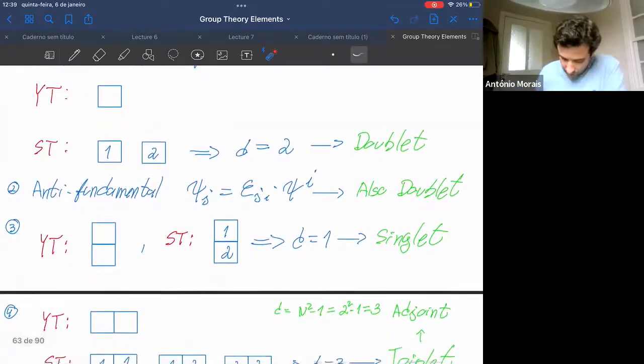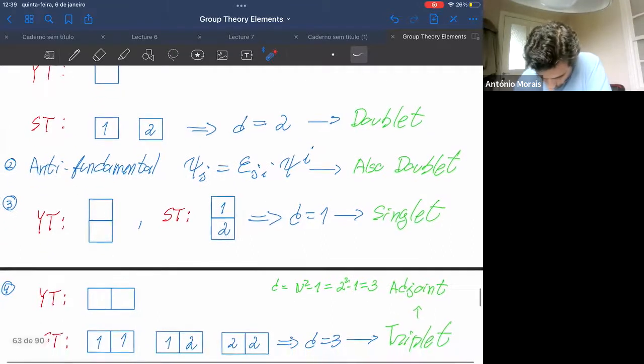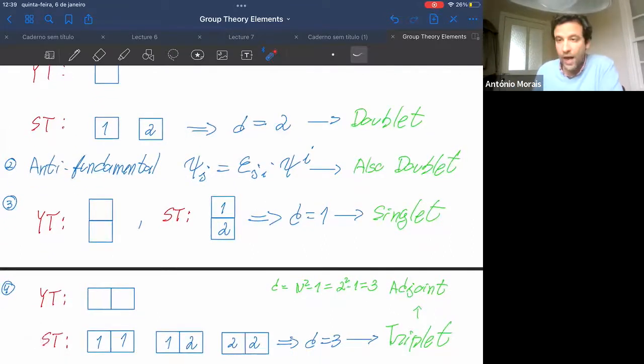What about if we write this Young Tableau with two boxes with symmetric indices? So we go to the standard Tableau and the numbers have to be equal or larger. So the numbers cannot decrease from left to right; they have to be equal or rather increase. So the possibilities are 1, 1. The second standard Tableau is 1, 2. And the third one is 2, 2. So 1, 2, 3. This has dimension 3. This representation is a triplet.